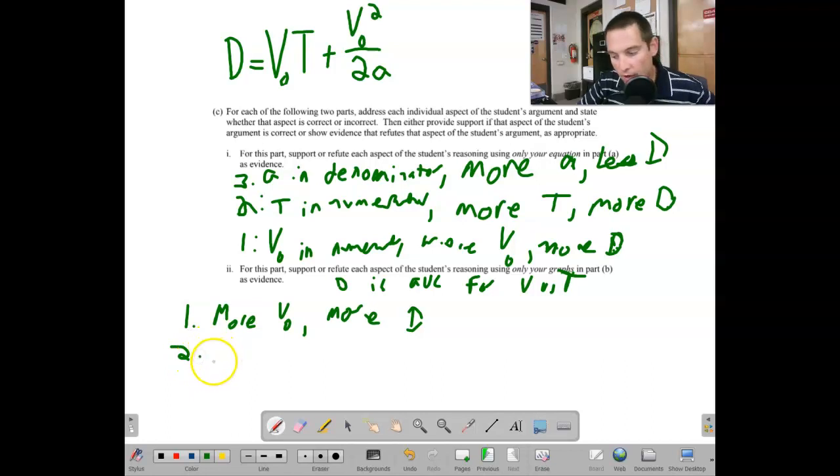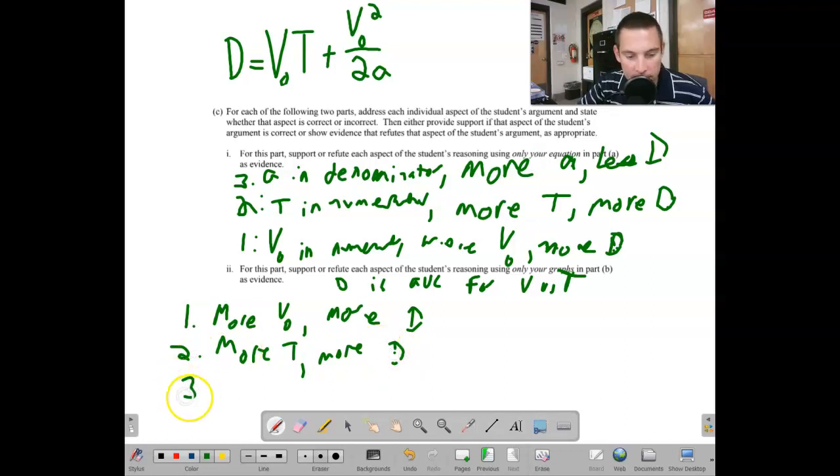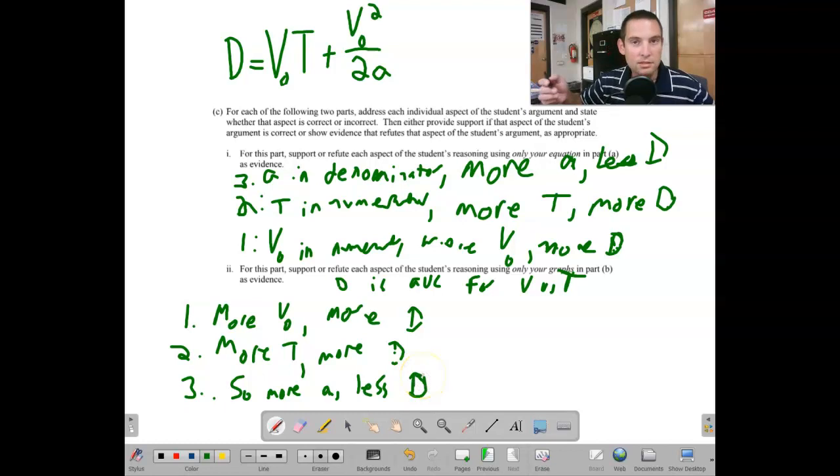Number 2, graph 2 has more area than 0. So more T, more distance. And then graph 3 has less area than 0. So more A, less distance. Which obviously makes sense because you have a good handle on acceleration.